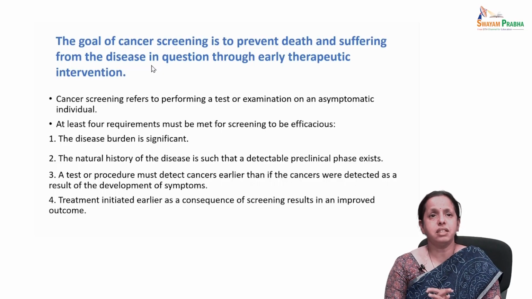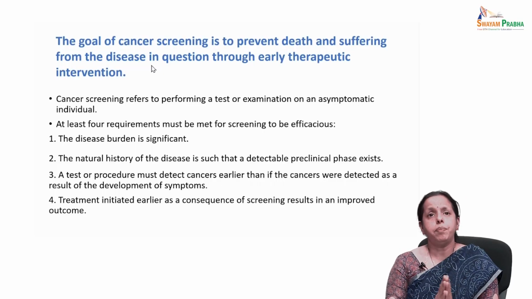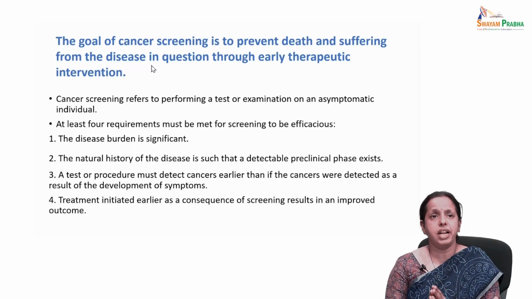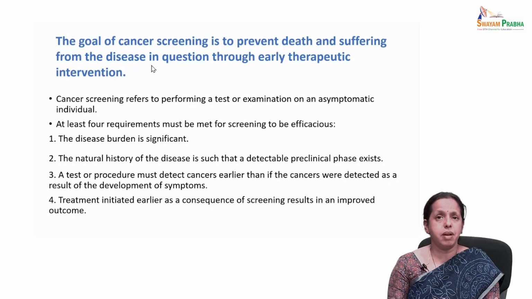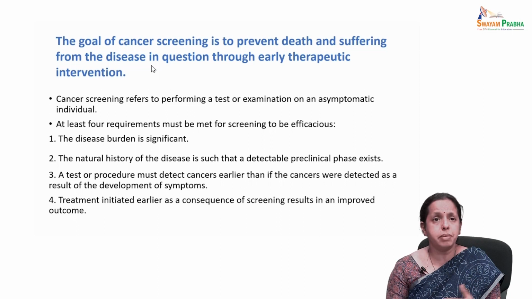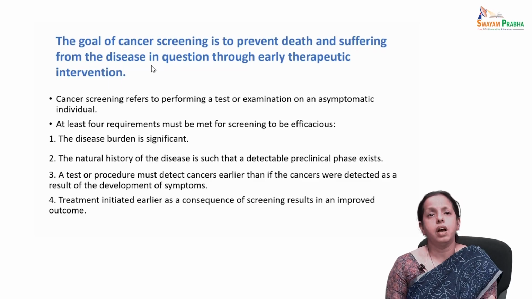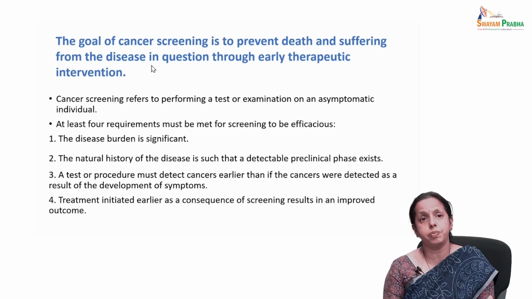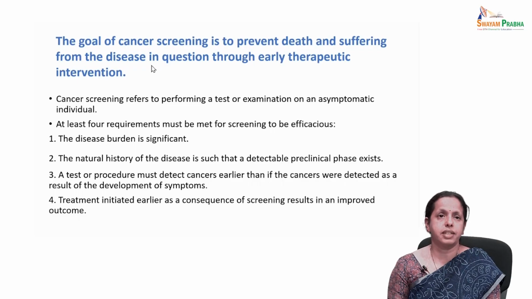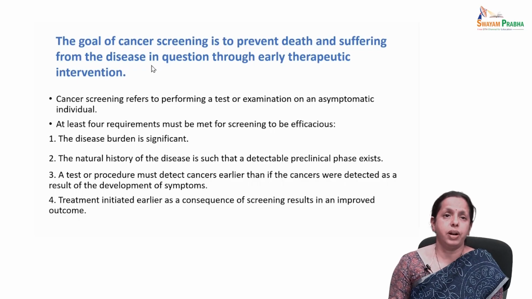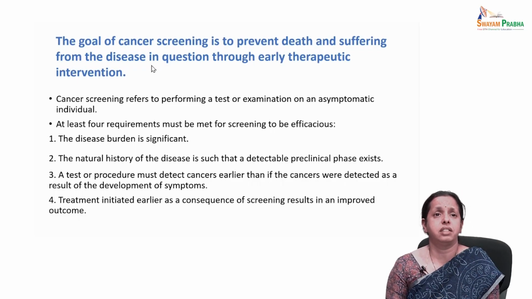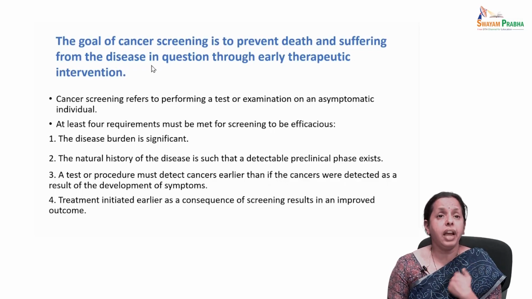Cancer screening usually refers to performing a test or examination on an asymptomatic individual who may seem healthy, but could be harboring the disease in very initial stages. What are the criteria to be met for screening to be efficient? The disease burden is significant. For example, for breast cancer or lung cancer, the disease burden is very, very high.